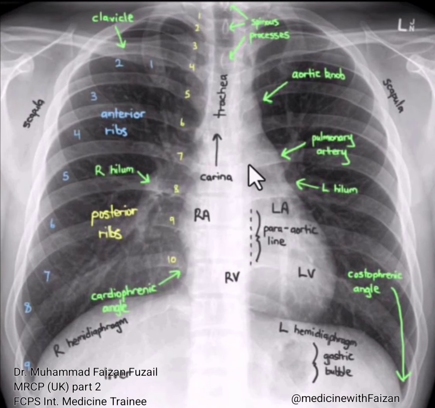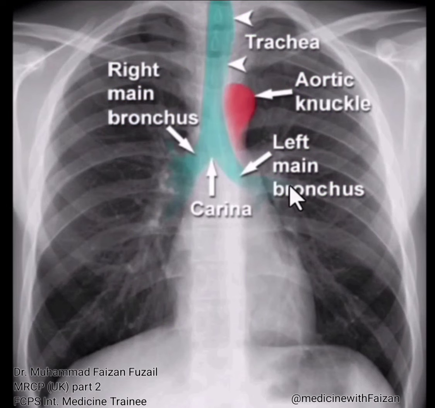Welcome back. These are the visible structures in a normal chest x-ray. Esophagus, pleura, and fissures are invisible in a normal chest x-ray, but they become visible when there is some abnormality. Now let's discuss these structures one by one.